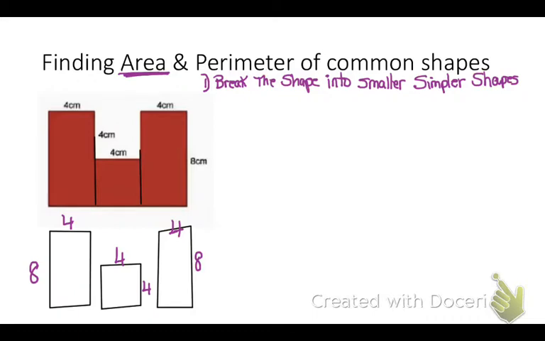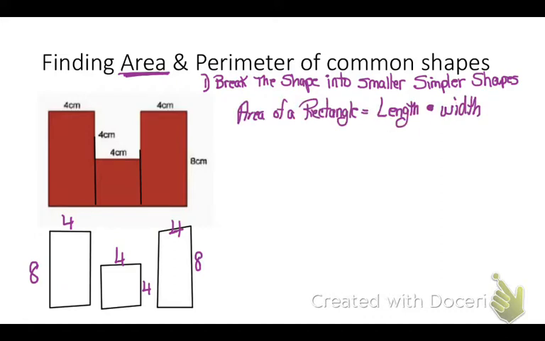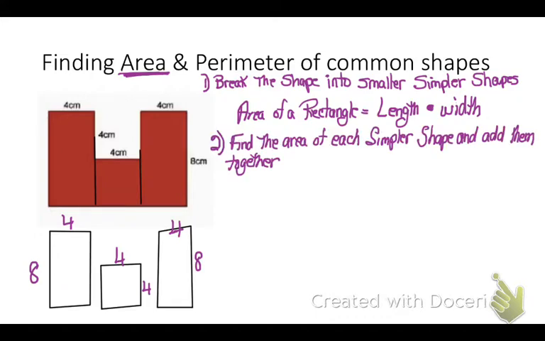I broke it into 3 rectangles. Sorry, my drawing isn't that great. And then I labeled the different side lengths. Now, the area of a rectangle is length times width, and I will always give you those formulas. And then you're going to find the area of each of these simpler shapes and add them together.